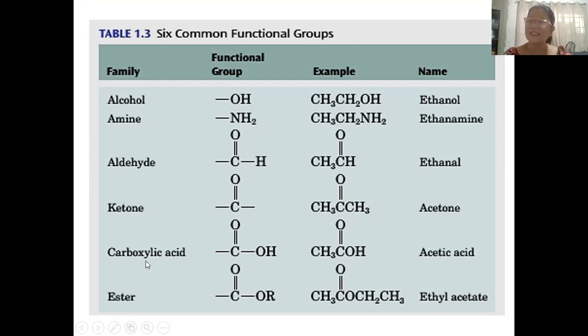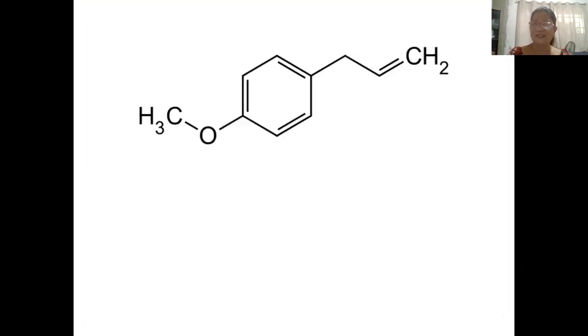Then carboxylic acid, you have that distinct functional group of C double bond O, OH. We call it COOH. That's an acid. Example is acetic acid. Ester has the distinct functional group of C double bond O, then OR. This R here is another alkyl group. Later on, you will find it out. So what is this? How will you know?